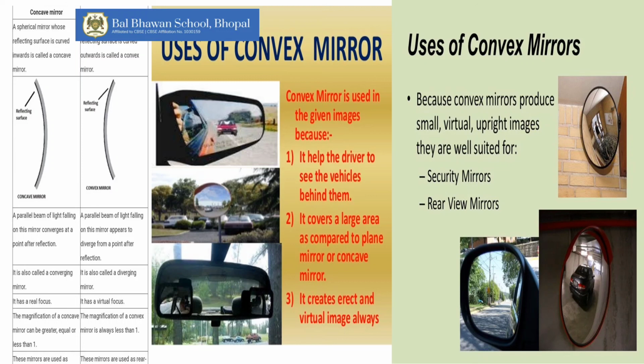Concave is also called converging. Convex is also called diverging. A concave mirror always has a real focus, whereas a convex mirror has a virtual focus. Here the magnification of the mirror can be greater than, equal to, or less than 1. Here it is less than 1. The parallel beam of light falling on a concave mirror converges at a point, whereas the parallel beam of light falling on a convex mirror appears to diverge from a point.